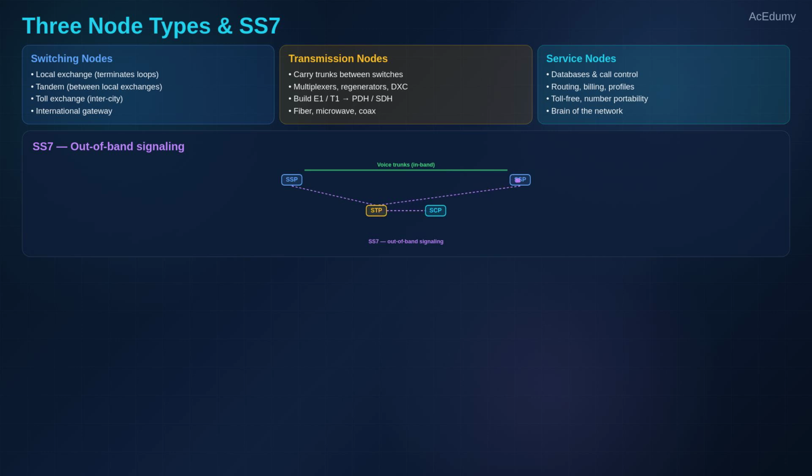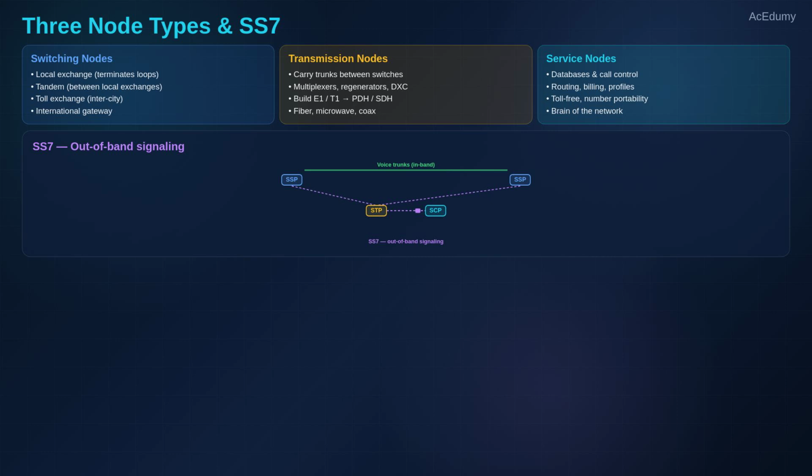All three node types are tied together by a special signaling network called SS7, Signaling System Number 7. SS7 is out-of-band signaling. That means the signaling messages, dial digits, ring requests, busy tones, hang up, do not travel on the same channel as the voice. They travel on a separate packet network that connects all the switching offices.